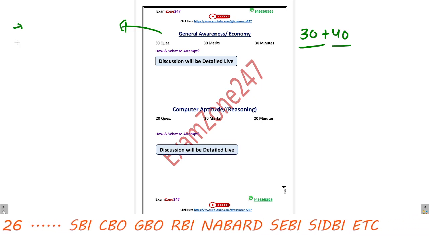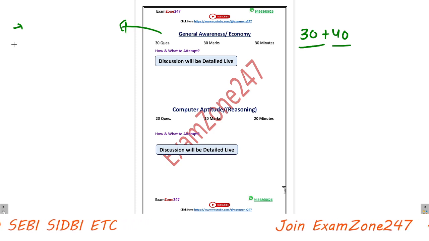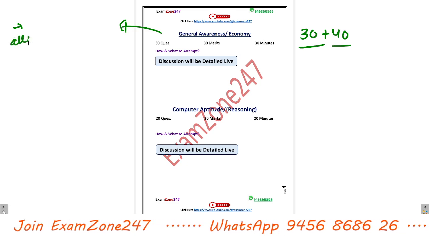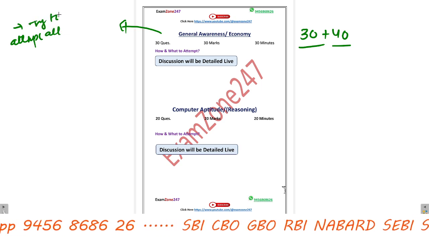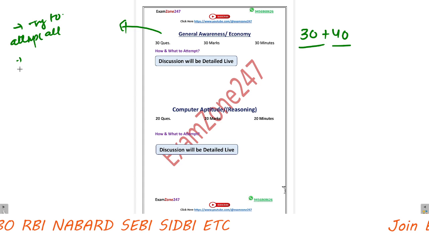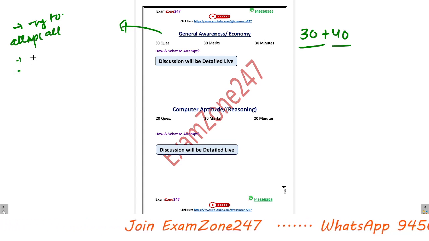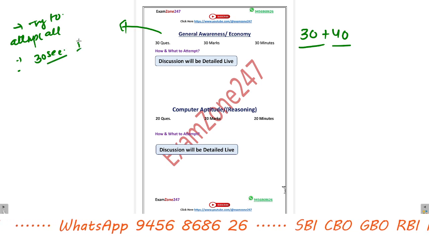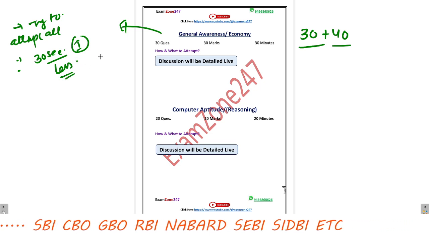I have already said how you will be guessing. We told you the method of guessing. Sometimes if you do not understand, you can do that, but in general awareness, try to attempt all. As these are only theoretical questions based on your knowledge, you will be able to solve one question in almost 30 seconds, even less than 30 seconds if you have studied well.